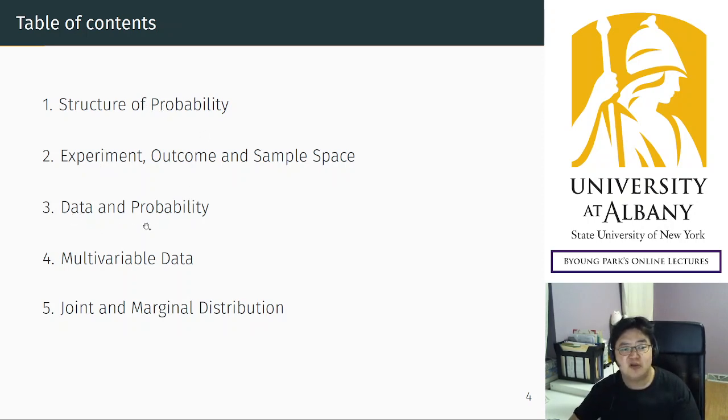And then we will connect data to probability. The reason why we are studying probability and its structure is to better understand data. Data are generated from some kind of probability setup. So we are going to relate probability structure to data. And then we will make them more complicated to the multivariable case. When you have more than one variable, how can we study them? That's the last 2 parts of this chapter.